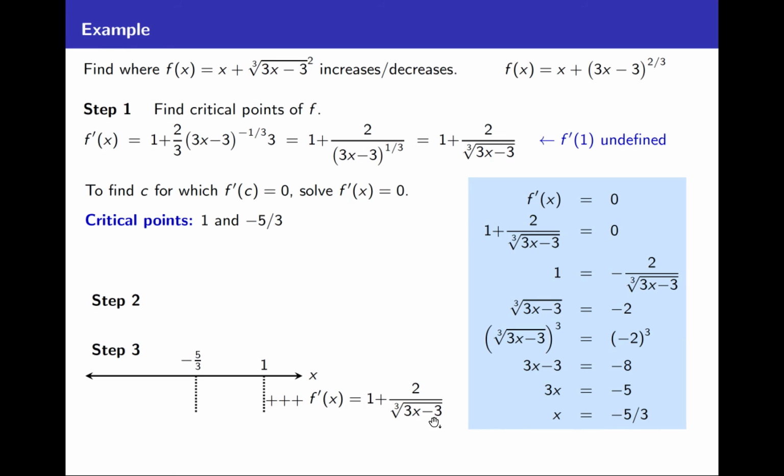The bigger and bigger x is in the negative direction, the smaller and smaller this reciprocal becomes. It's negative, but getting closer and closer to 0. So 1 plus that small number would be a positive number. So we would conclude that f prime is positive on this leftmost interval.